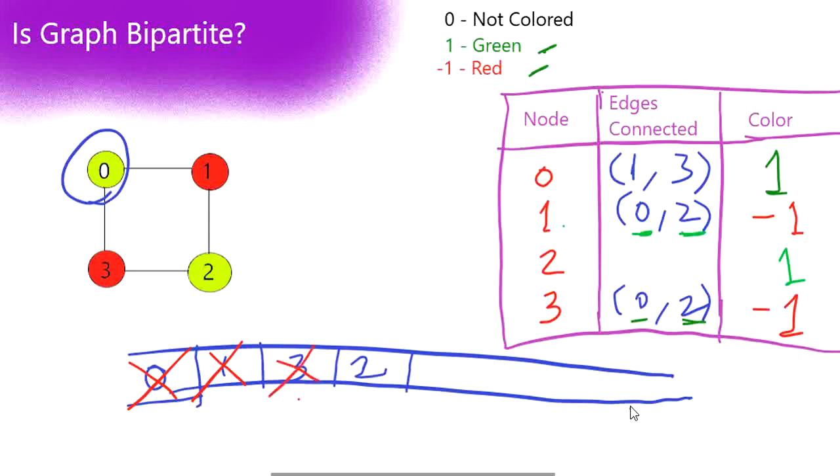Finally, we are checking what are the neighbors of 2. So neighbors of 2 are 1 and 3. So we are again checking if they are colored or not. Yes, both of them are colored. And we are checking whether they are opposite colors of 2 or same colors as that of 2.